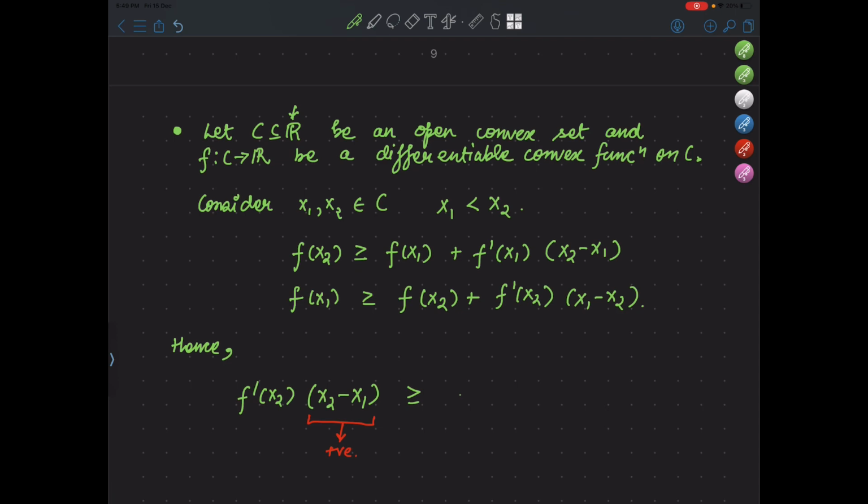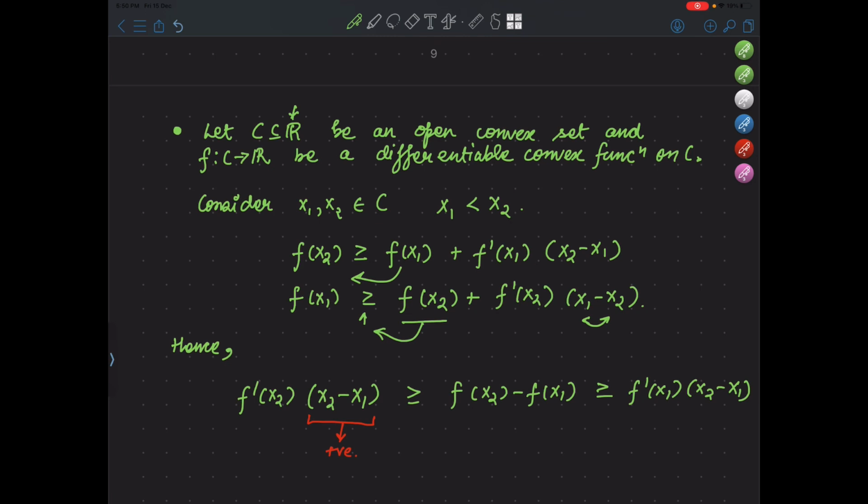It's greater than or equal to f(x2) minus f(x1) and f'(x1)(x2 minus x1). So how did we come to this point from here? Here you can just send f(x1) to the left hand side. On the other hand, here you have to send f(x2) to the left hand side and also multiply by -1 on both sides. So these two will exchange places, this inequality will reverse sign and this will become f(x2) minus f(x1). So this is what you have to do.